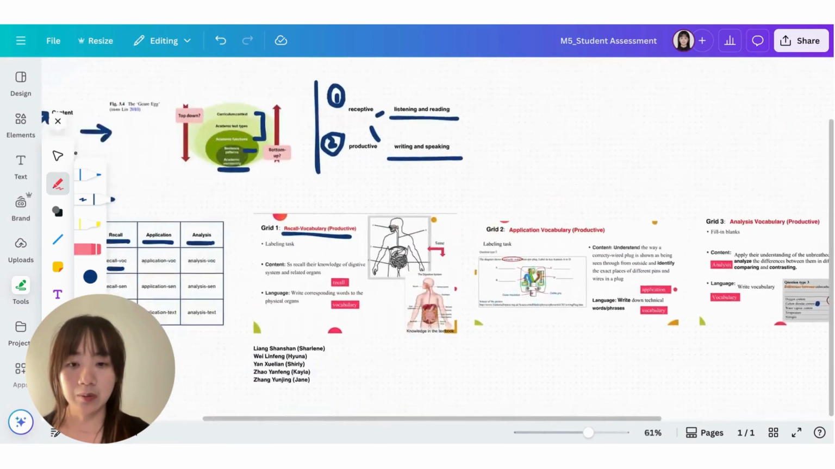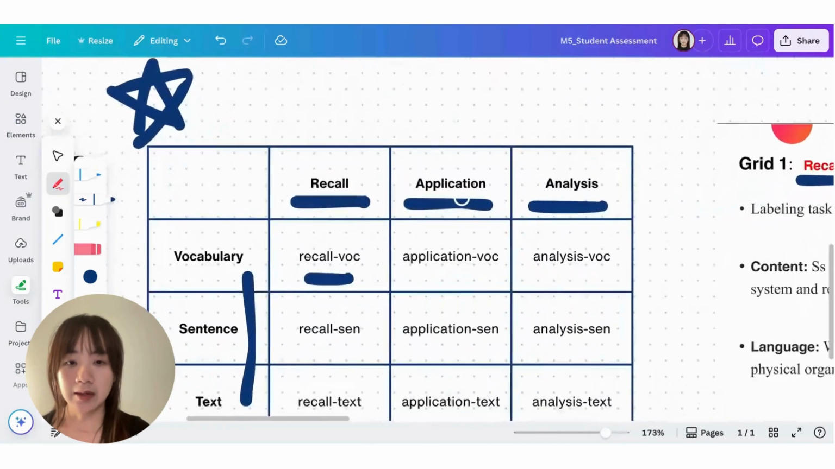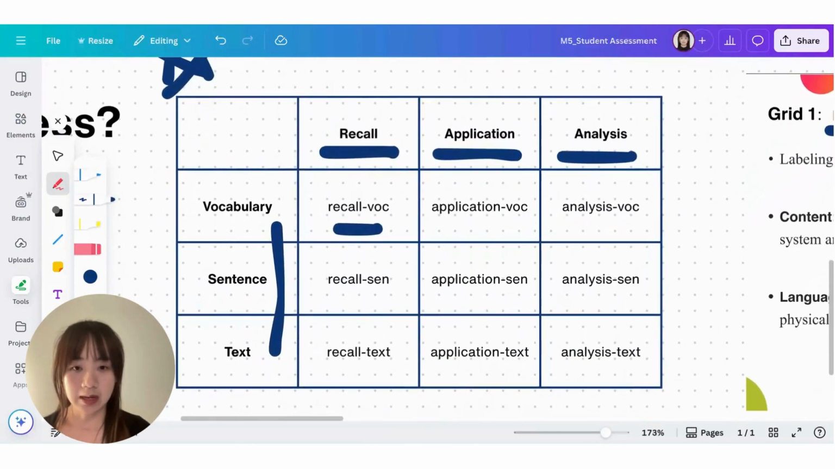So this is why I would like to introduce this. For your final project assignment, you can also use this 3x3 grid to guide you to brainstorm and think about what kind of assessment you would like to use to assess students for your lesson. I hope this is helpful to you.